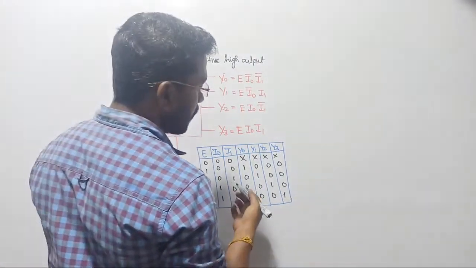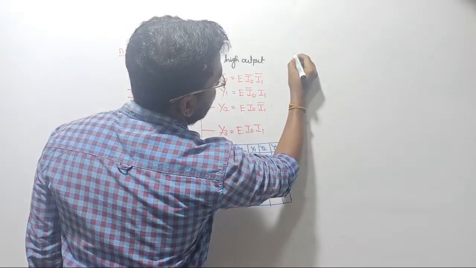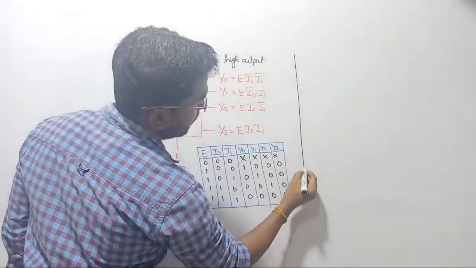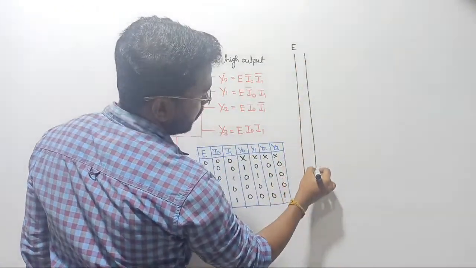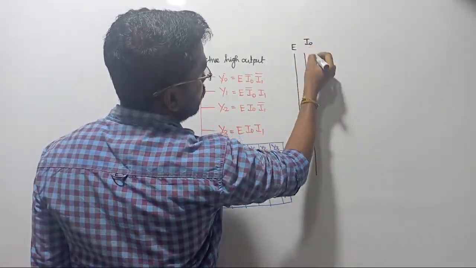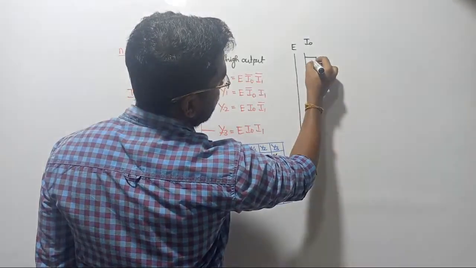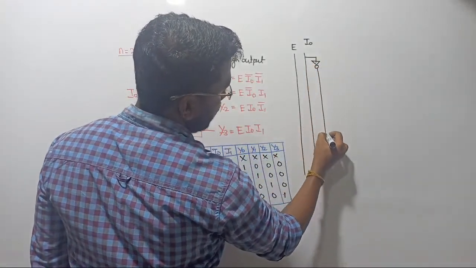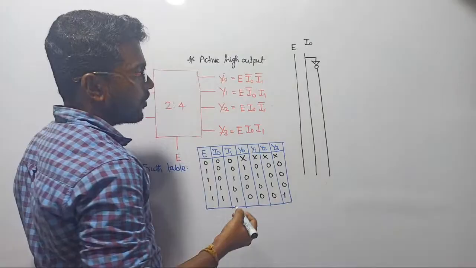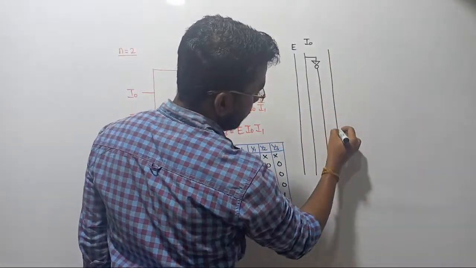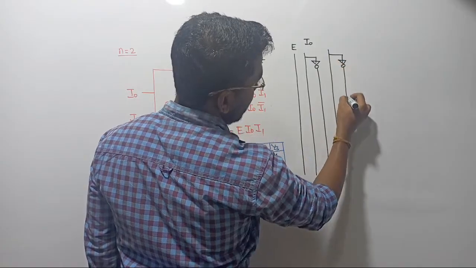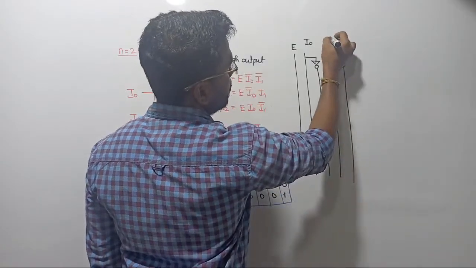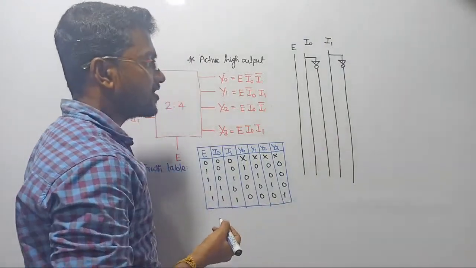So let's see how to implement the circuit. In order to implement the circuit, how many lines are required? Let us consider the enable pin, and let us consider I0 also. If you want to consider the complement, you can consider it directly with this. That is the actual way of your circuit implementation. Let me consider one more combination, the data selector. That is the I1 input line, so let me call it I1.